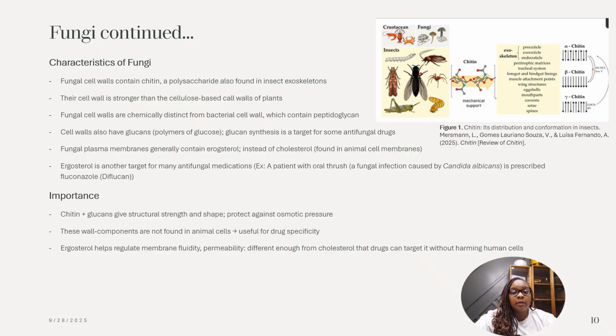These are really important for some of the antifungal drugs that we use because they help to target the glucan synthesis. Instead of cholesterol, fungi have ergosterol in their membranes. This is what makes the antifungal drug possible. An example would be if somebody had oral thrush, which is a yeast infection caused by Candida, they might be prescribed fluconazole, and this drug targets the ergosterol, weakening the fungal membrane until the cell dies.